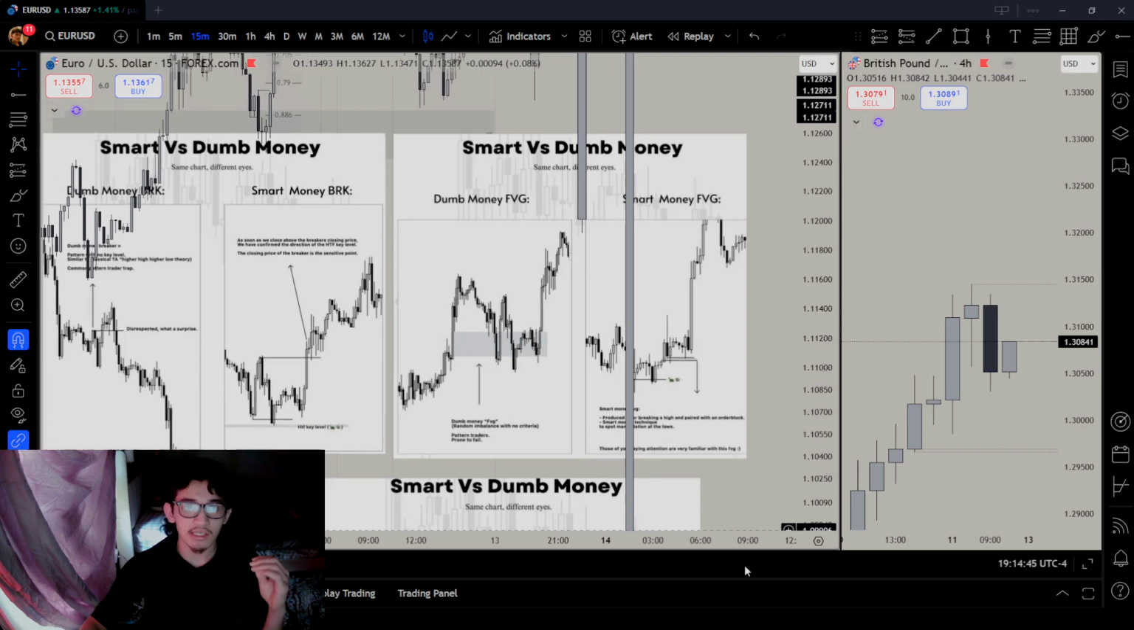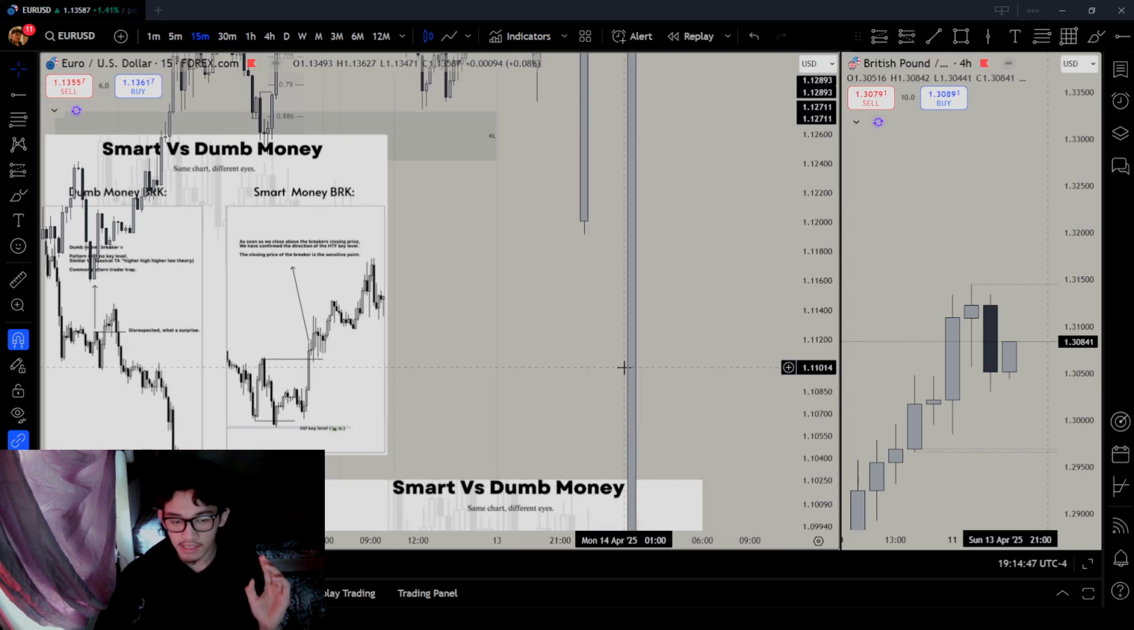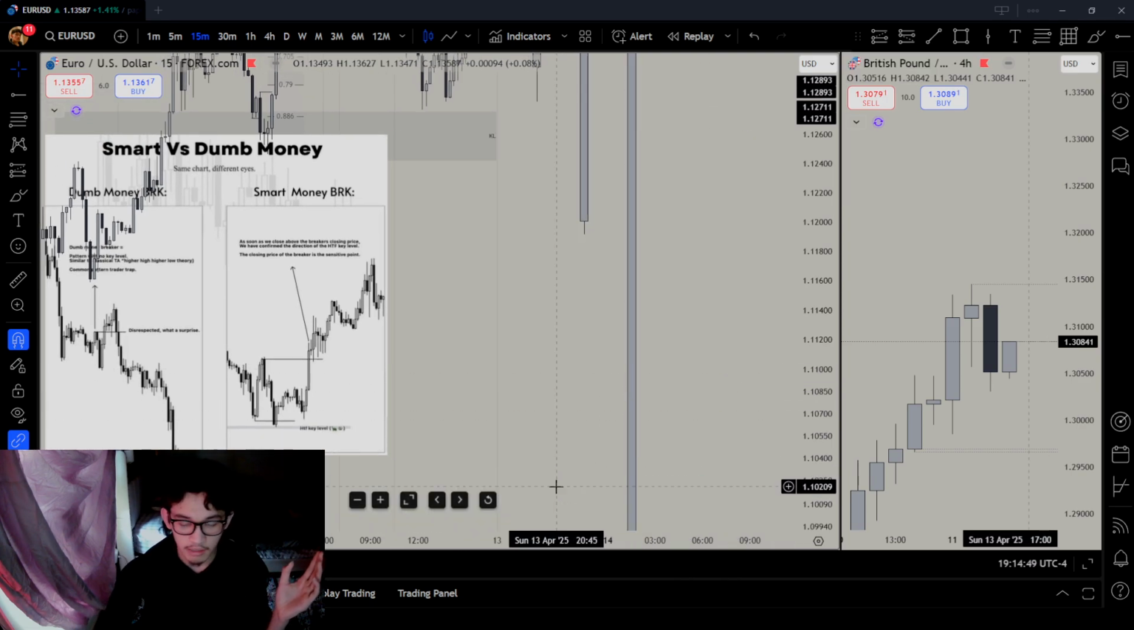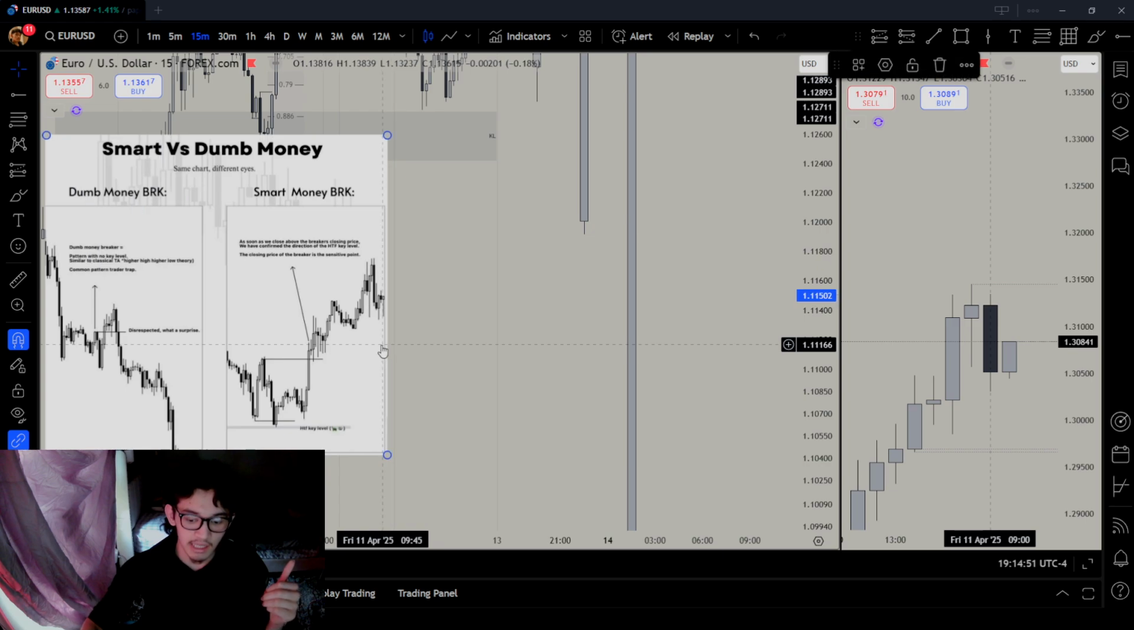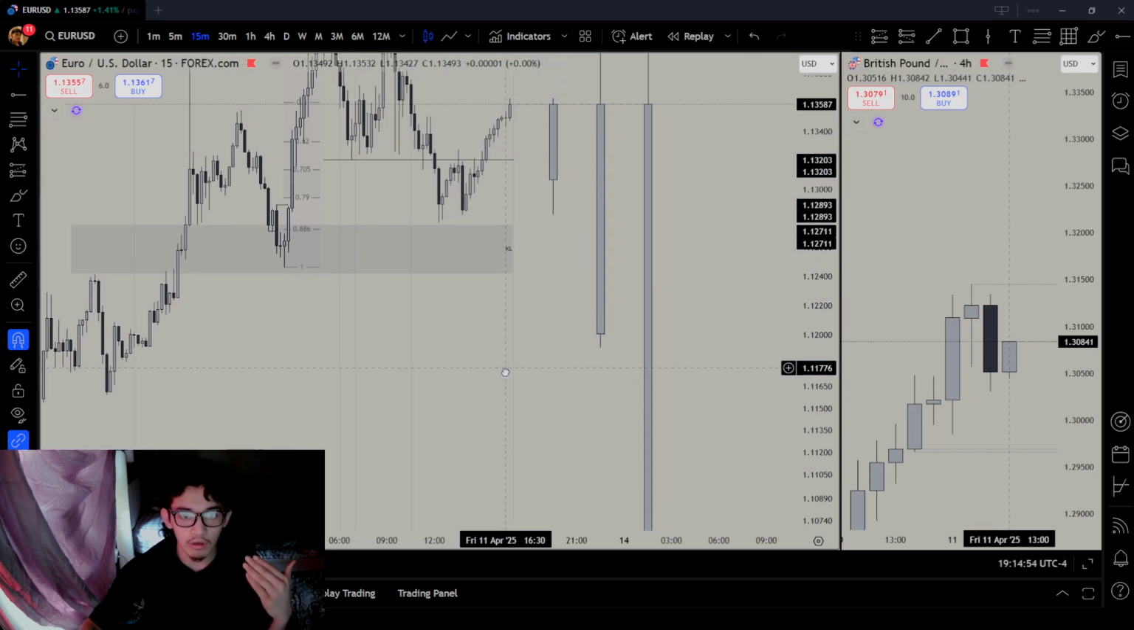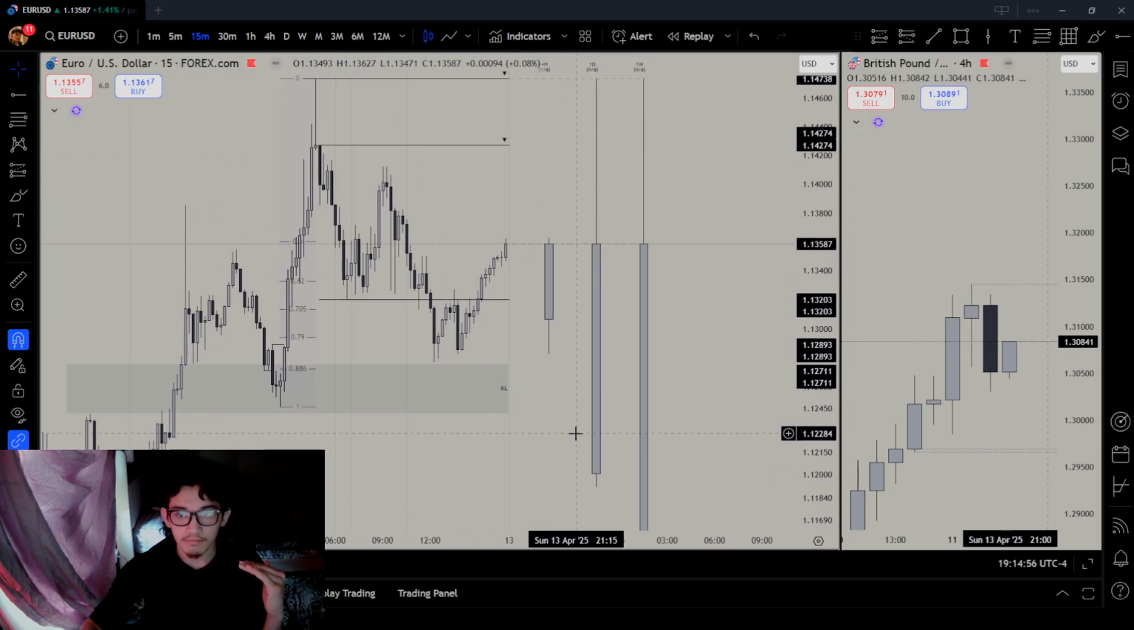Smart money doesn't just long a random fair value gap. It doesn't short a random breaker block. They must have criteria. They must have multiple steps in order for them to execute a trade. They must have the time there. As you guys know, time is more important than price. They must have the key level there, and that must purge out a range.